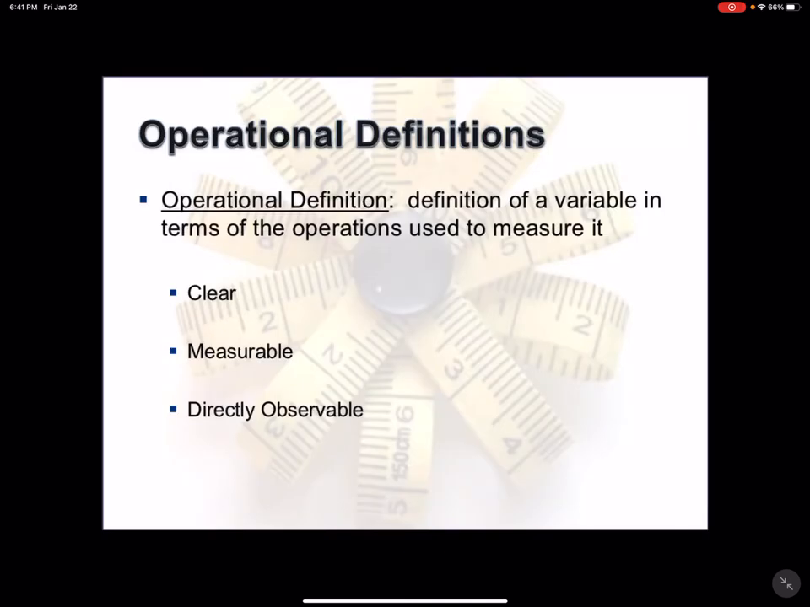So again, an operational definition is a definition of a variable in terms of the operations used to measure it. It's got to be clear, crystal clear. It's got to be measurable. We have to be able to either ask someone about it or be able to directly measure it. And it must be directly observable.